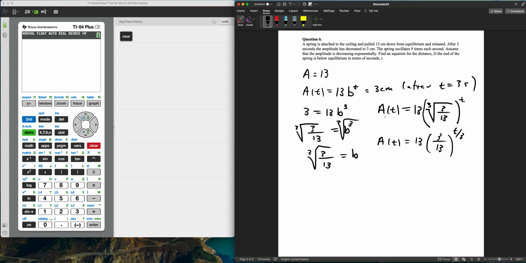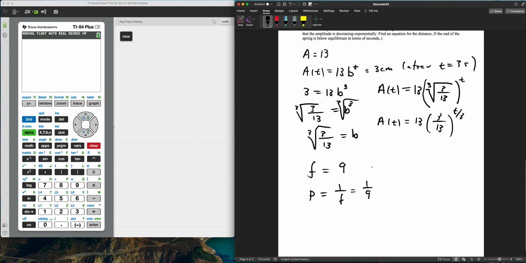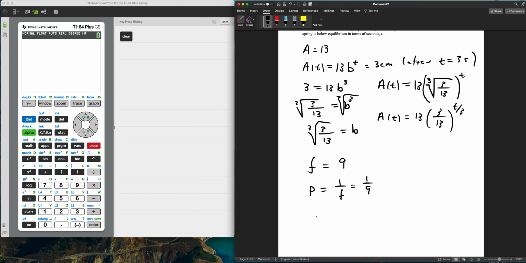Next, they give us the frequency, f. f is 9. The period is 1 over the frequency. And we can start to write our equation. Here we start at a minimum or maximum, so again we will use a cosine function. Writing the amplitude function first, 13 times 3 over 13 to the t divided by 3.